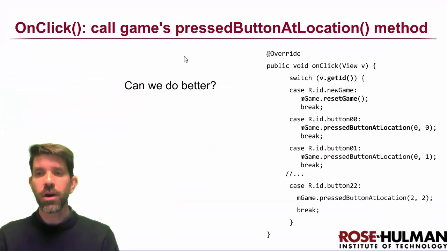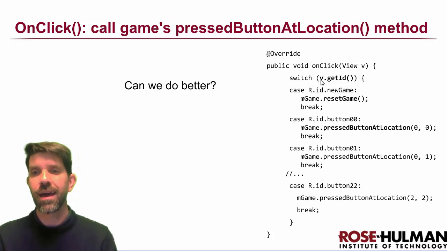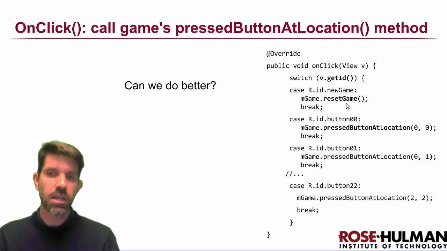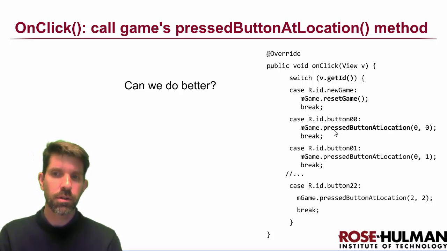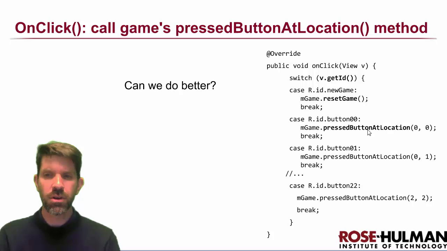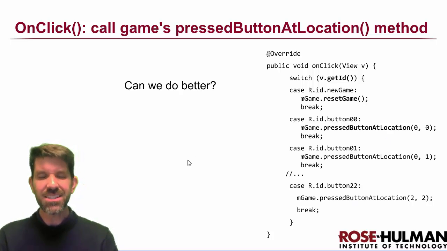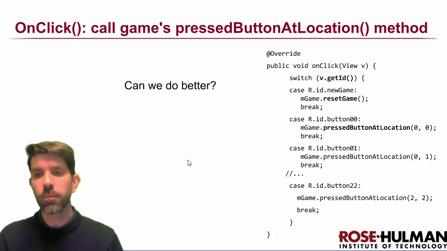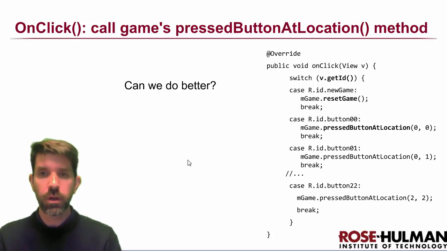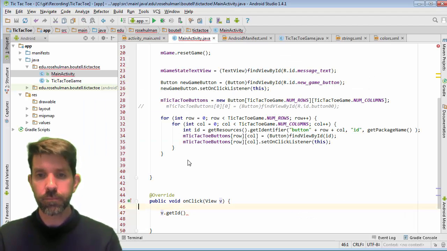So you can think about how this could look, right? You could imagine an if or a switch statement or something like that on the ID that's going to check, hey, was it the new game button? Then reset the game. Hey, was it button 00? Then press the button at location 00, and so on. And that's, again, not too bad. Kind of matches up with our first thoughts about how to capture those buttons. But since we have them all, we can do better. We can actually put them in a loop. So let's go ahead and do that.